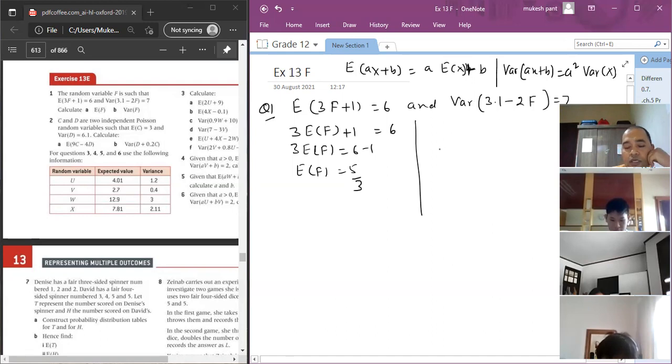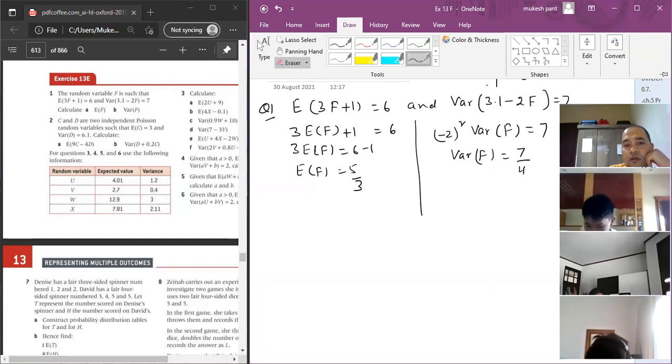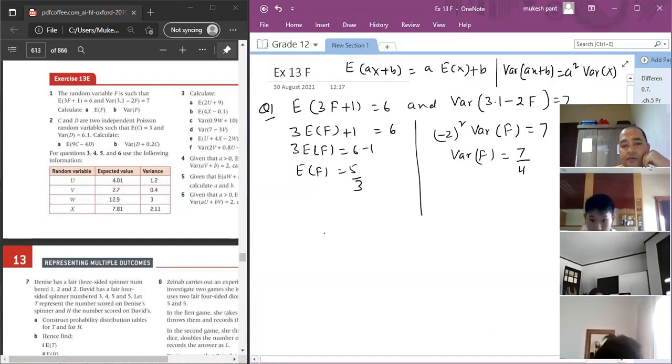So what we can write here is -2 its whole square, or simply 2 its whole square, times the variance of F, which equals 7. So the variance of F equals 7. Using this formula. So the formula is very important. You must memorize the formula.